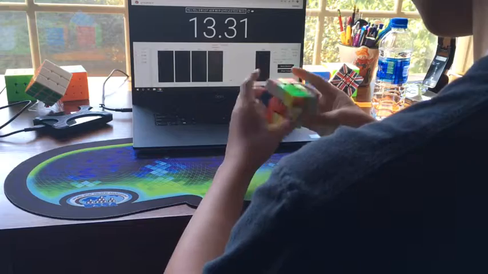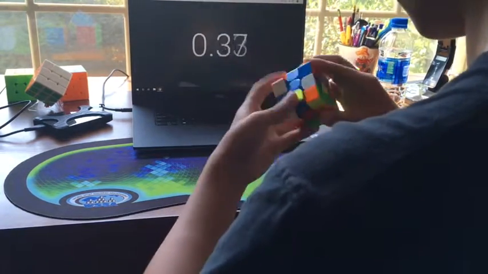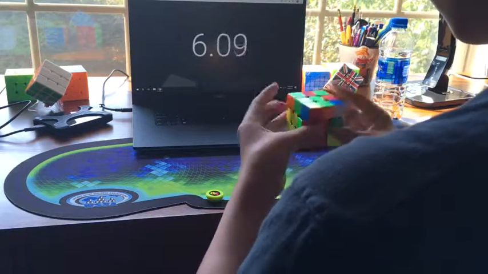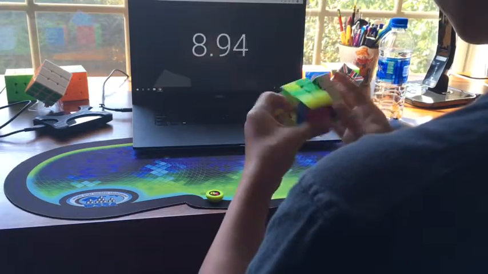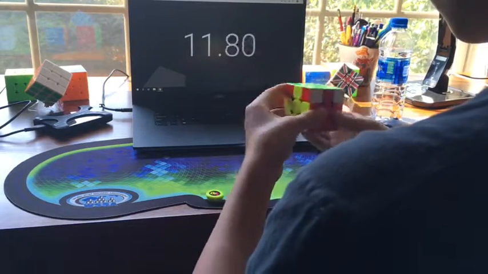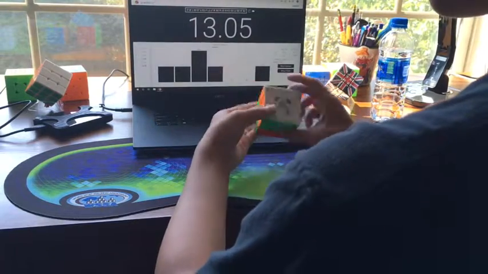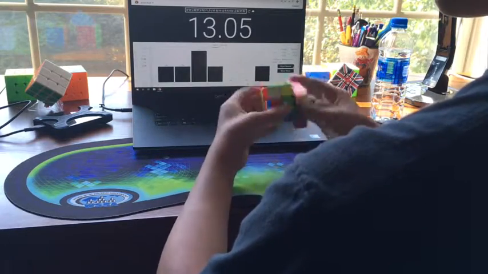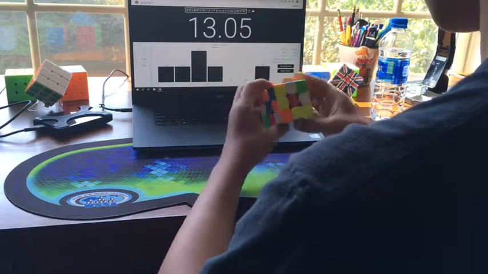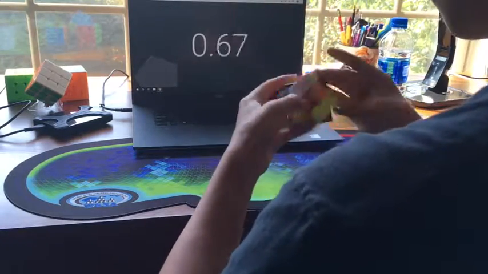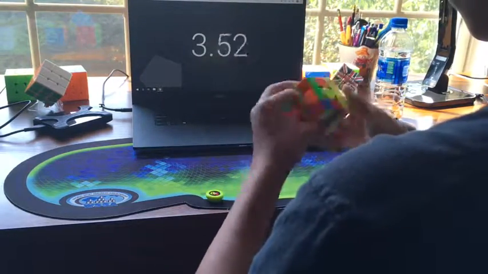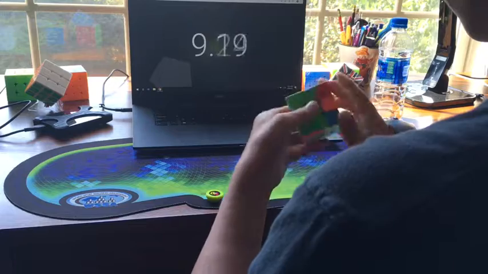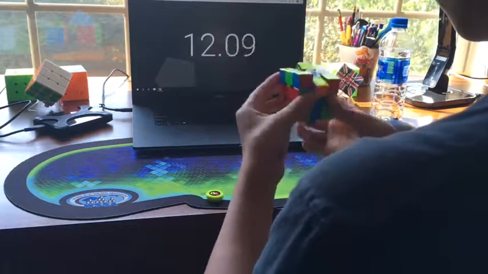So, if you learn Roux, you're going to have a really hard time with 5x5. I guess you could still manage in 4x4, but you're going to have a really hard time with 5x5. If you learn CFOP, 5x5, 4x4, and stuff that's bigger than that, will be a whole lot easier than if you learn Roux. So if you want to get really fast in 5x5, don't even bother with watching my Roux video. Just start learning CFOP.